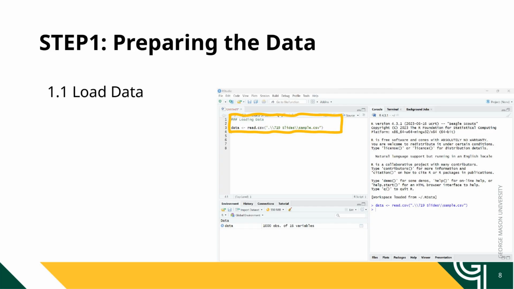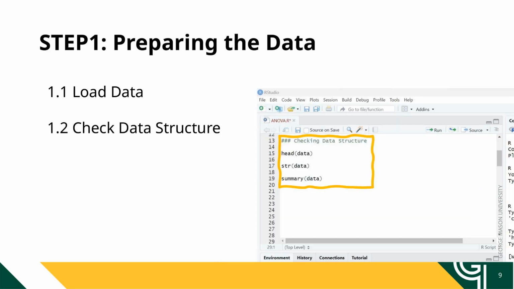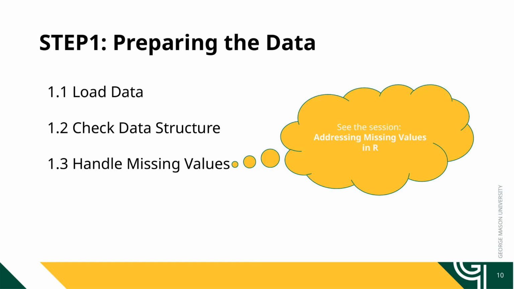First step, preparing the data, reads a file and stores it in the data variable. To inspect the data, use head to view the first few rows, str to display the dataset's structure and variable types, and summary for basic descriptive statistics to understand the data distribution. Check for and address missing values. Refer to the session on addressing missing values in R.